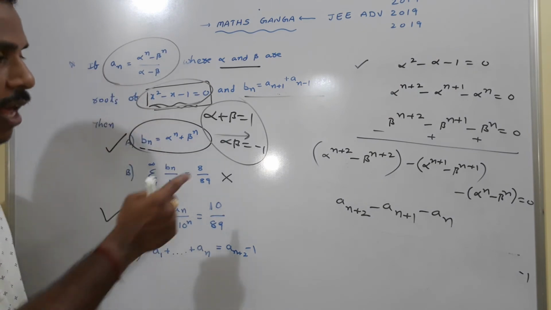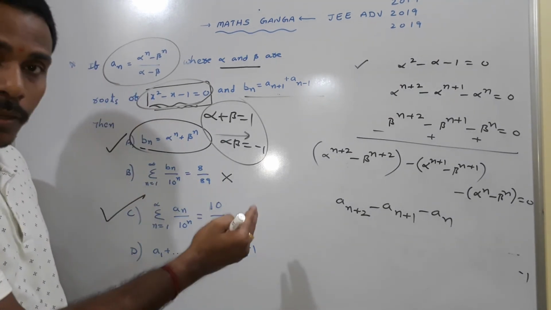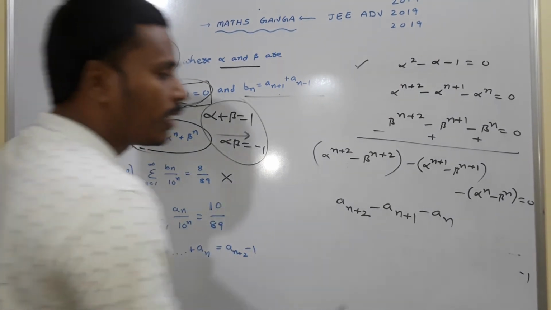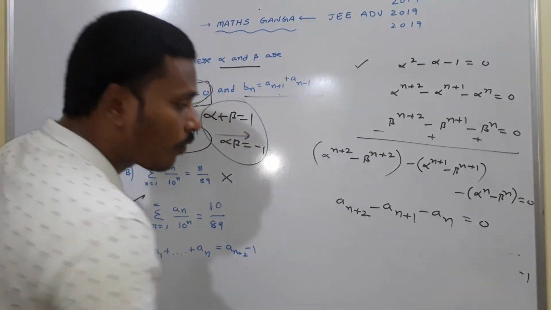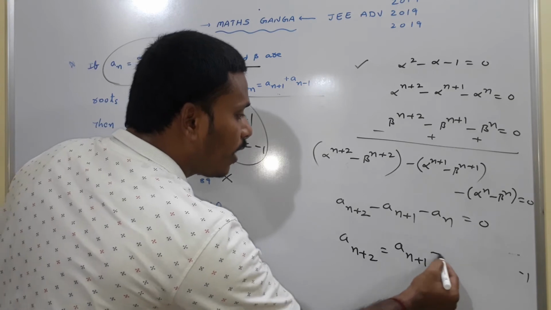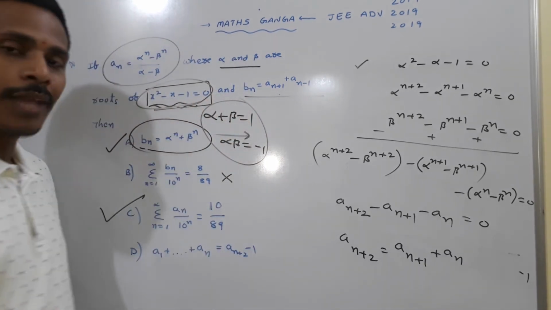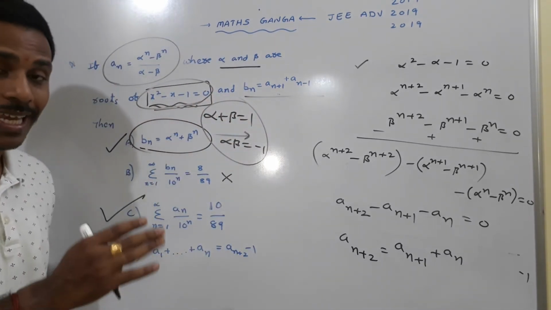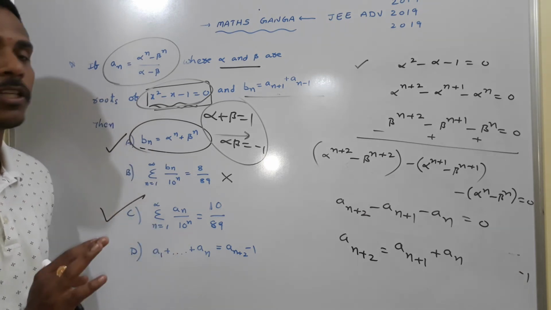As mentioned here, I used the terms a n plus 2, a n plus 1 and a n. This is equal to 0. Then finally what do I have? I have in my hands that a n plus 2 is equal to a n plus 1 plus a n. A relation between the consecutive terms a n plus 1 and a n plus 2.